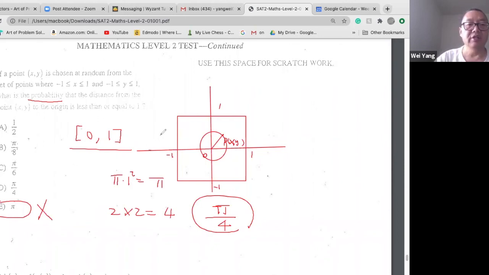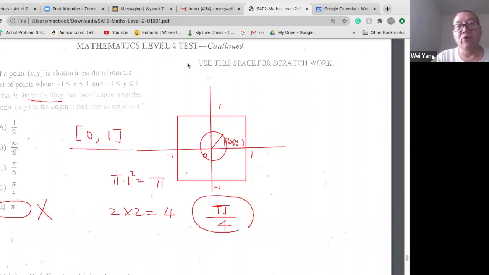So here they ask you the probability that the distance from this point to the origin is less than or equal to 1. You get the circle area, that's pi. The area of this square is 4. So the probability is pi divided by 4. So that's pi over 4. This one is the correct answer.